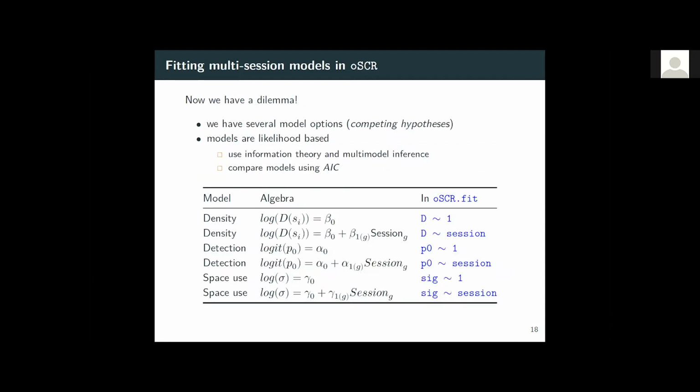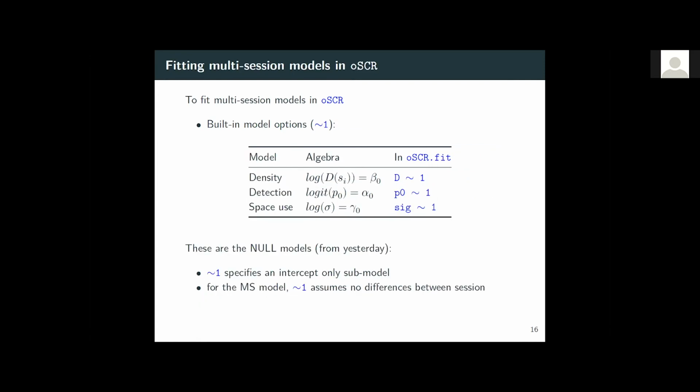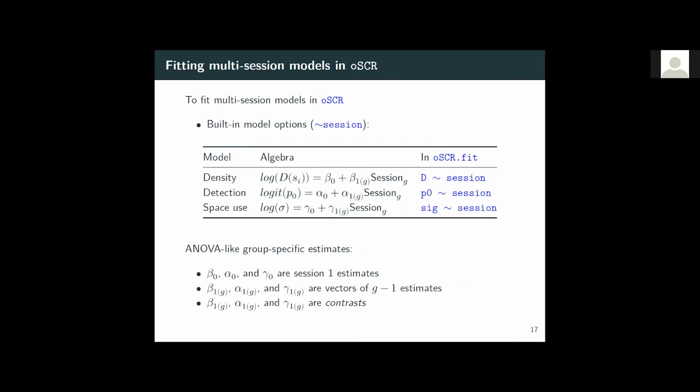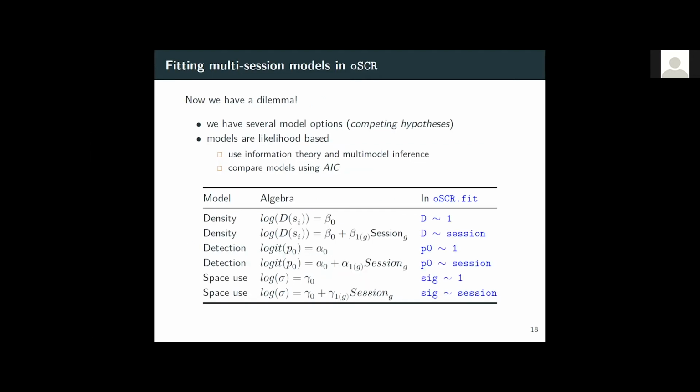So what happens now is that yesterday we were at this situation. We had no flexibility to fit any models because we were only dealing with SCR, not multi-session. There were no options here. Now all of a sudden we've developed this multi-session structured data object, which means we have access to session-specific models. And what that means is we have several modeling options, and each one of those modeling options could be thought of as a competing hypothesis.